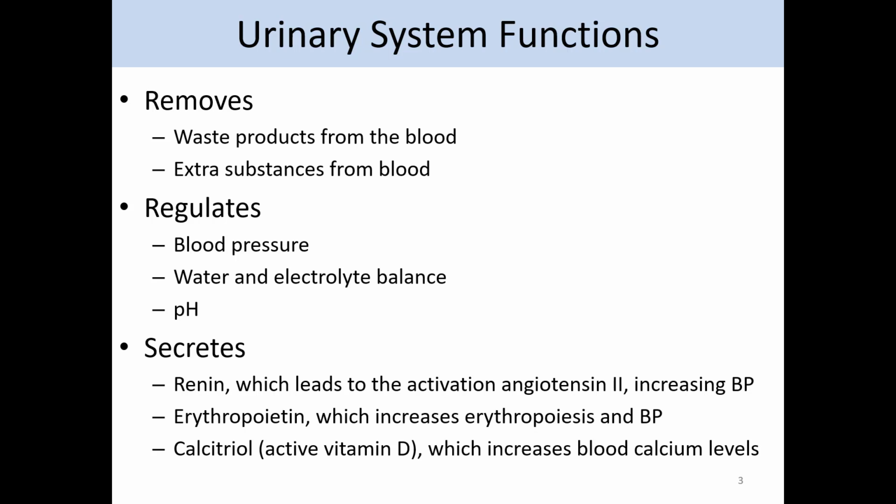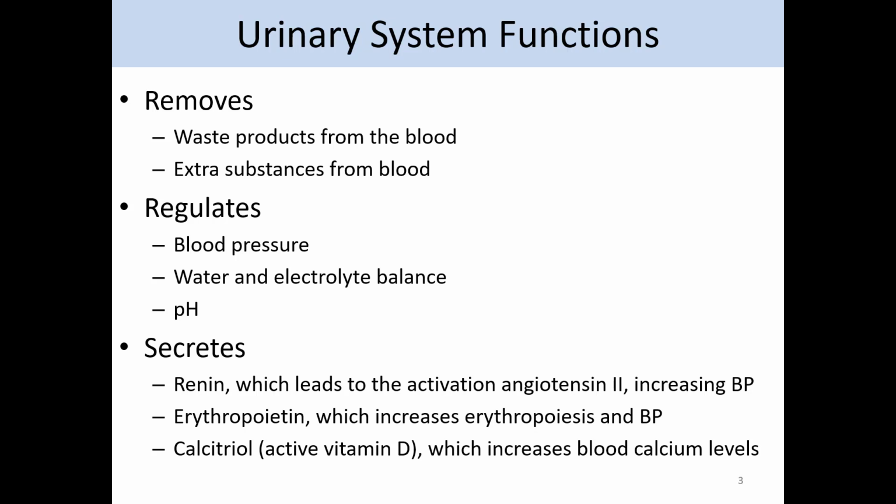We're going to talk a lot more about renin in another video, but the urinary system, specifically the kidneys, secrete renin. And renin leads to the activation of something called angiotensin II. And we learned about angiotensin II in our cardiovascular unit. Angiotensin II is a very potent vasoconstrictor which increases blood pressure. But as we'll find out, it's also going to have effects on the urinary system itself.